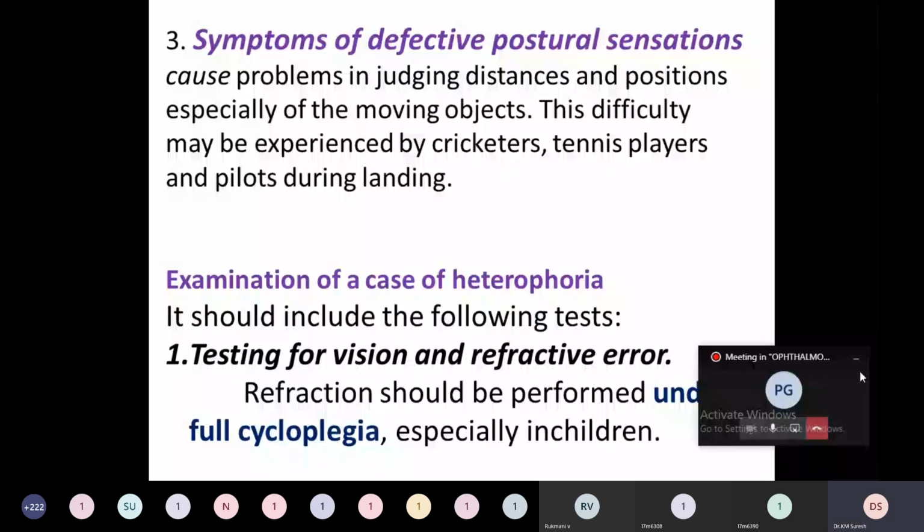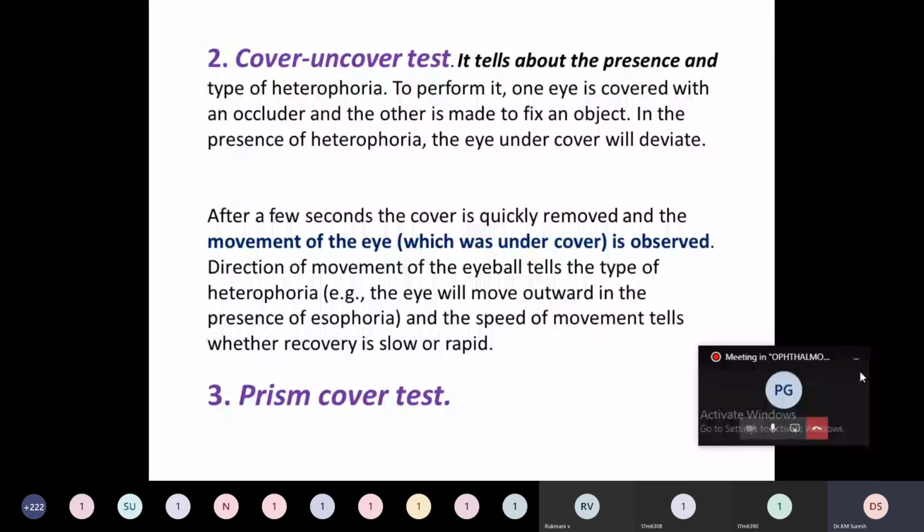Then you have to do cover and uncover test. It tells about the presence and type of heterophoria. To perform it, one eye is covered with the occluder and the other eye is made to fix an object. In the presence of heterophoria, the eye under cover will deviate. So, as I told you, when both the eyes are open, there is very good fixation. But when you try to remove the stimulus by covering it with a cover, then behind the cover, the eye in question, which is affected, will deviate. This is cover and uncover test.